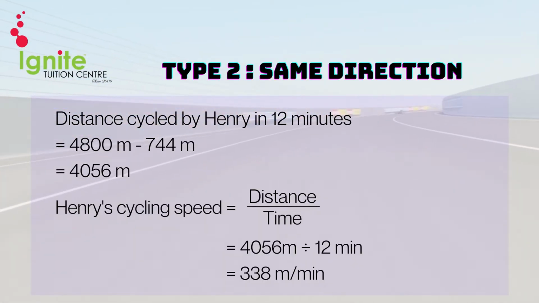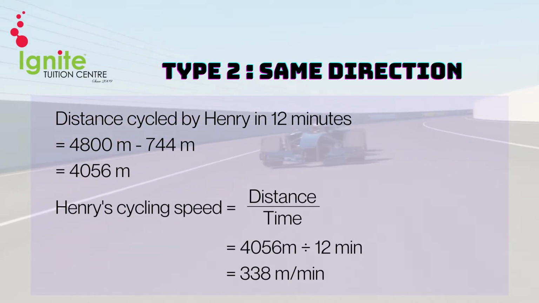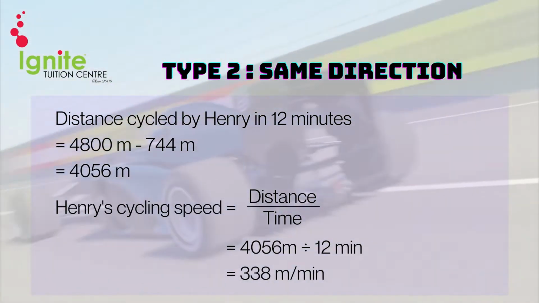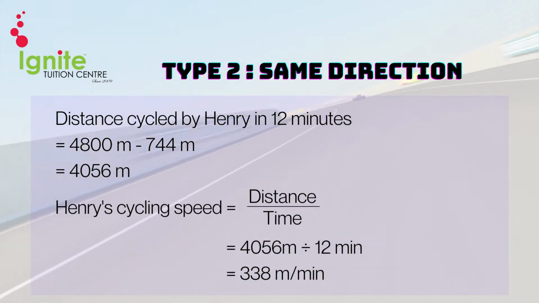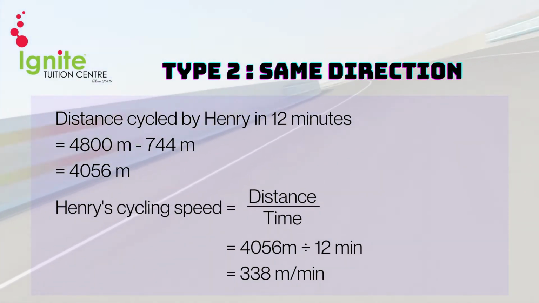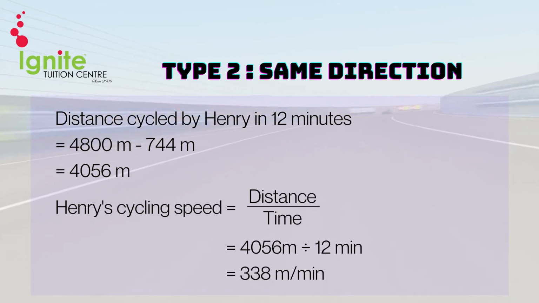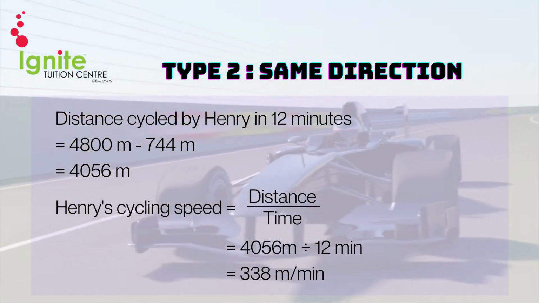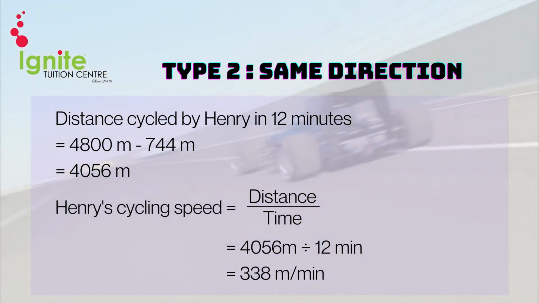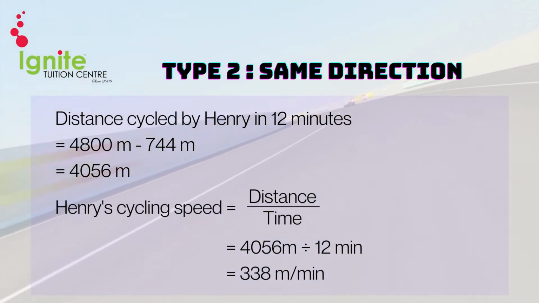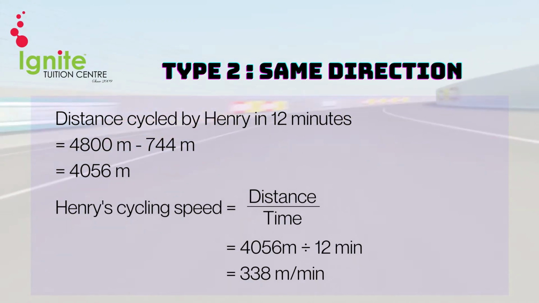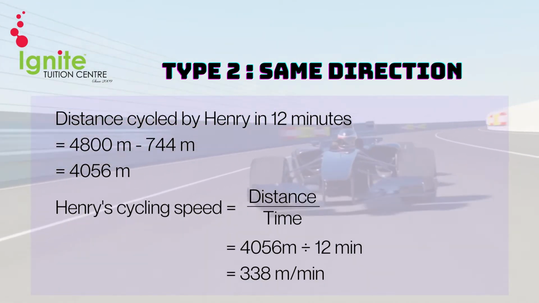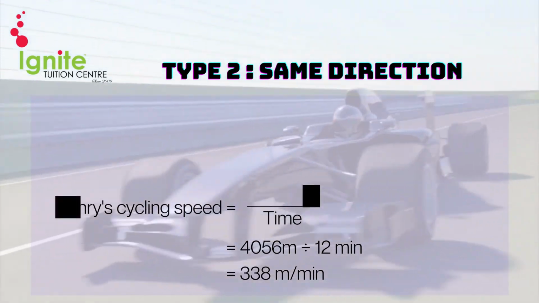We will then subtract 744 meters from the full 4,800 meters to know how far Henry has travelled in these 12 minutes. We get 4,056 meters. We can now find Henry's cycling speed, which equals distance divided by time. Plug in the numbers. 4,056 meters divided by 12 minutes and we'll get 338 meters per minute, which is the answer for question 2.